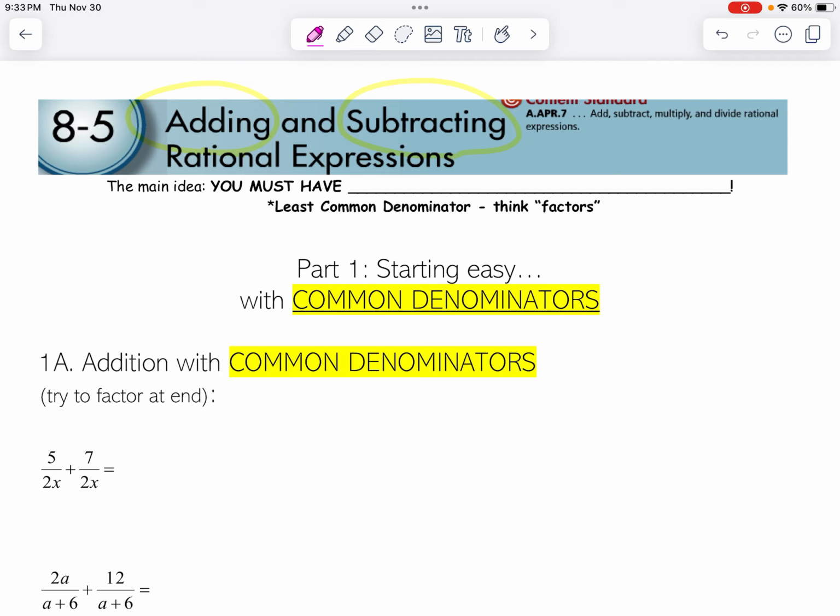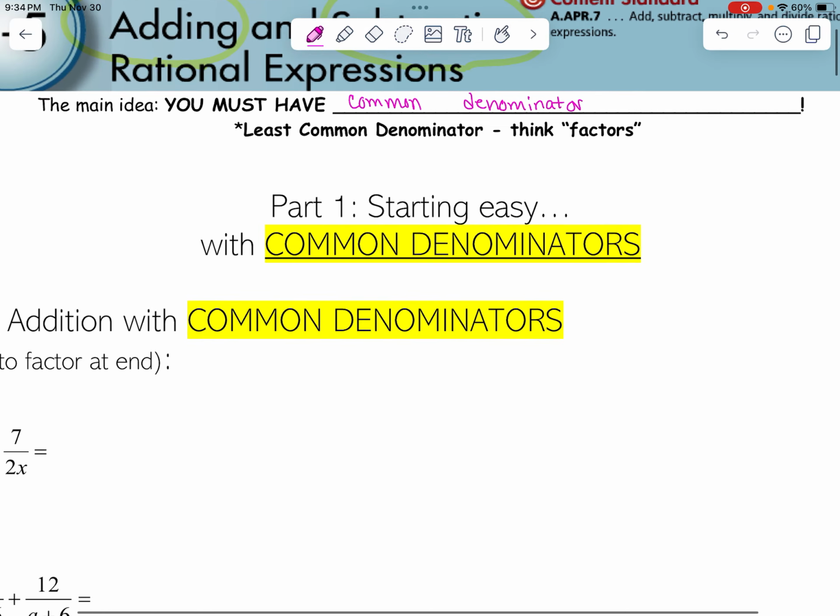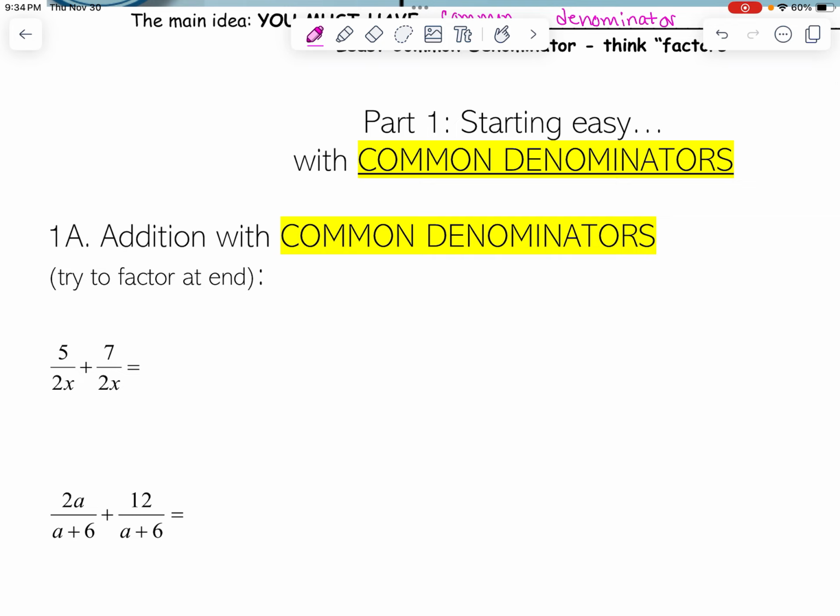The main idea today is that you have to have a common denominator. Okay, so we're going to start easy. These are going to have common denominators in part 1. They will get more difficult, and eventually in today's lesson, they won't have common denominators.